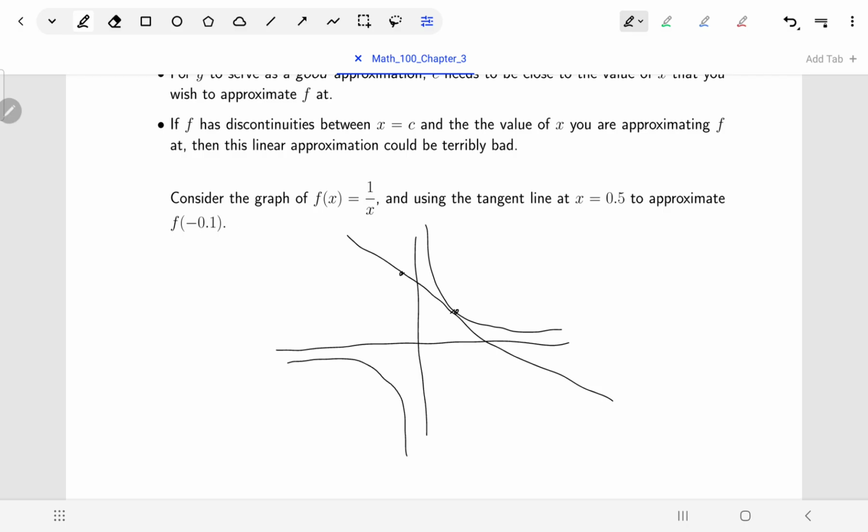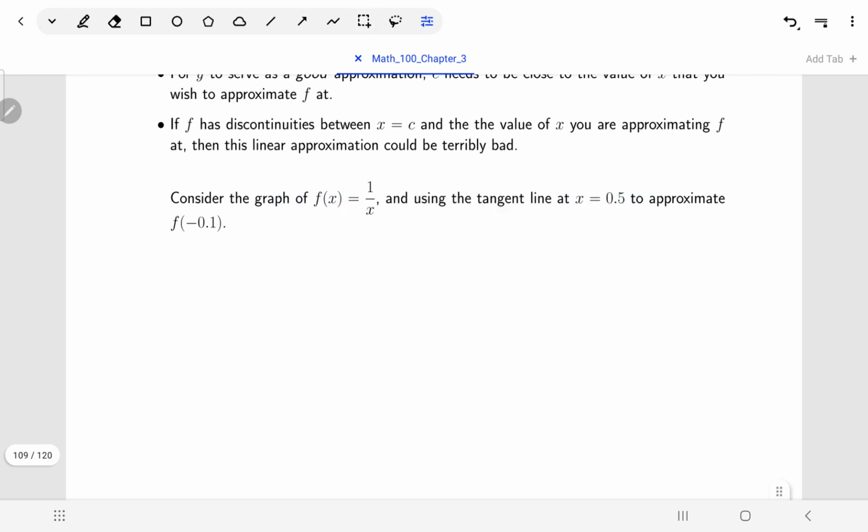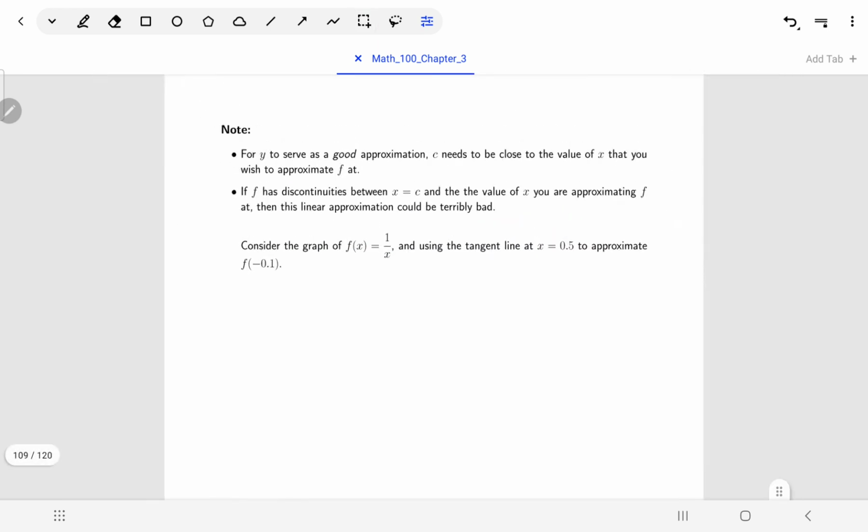On my tangent line at negative 0.1, the y value would be something very big and positive, but the actual y value at negative 0.1 is something large and negative, and there's quite a big difference between them. And the reason why my tangent line approximation is so wildly off is because the function has a big discontinuity at x equals 0. We have a vertical asymptote. So provided we're dealing with a nice continuous function, though, we can be pretty confident in using a linear approximation.